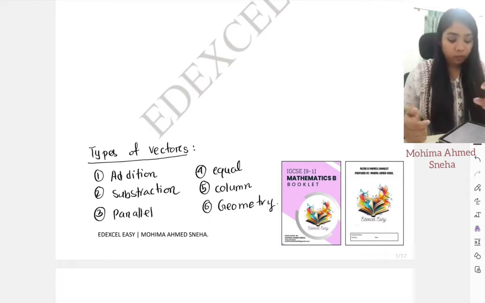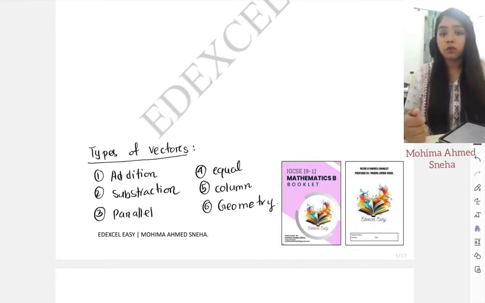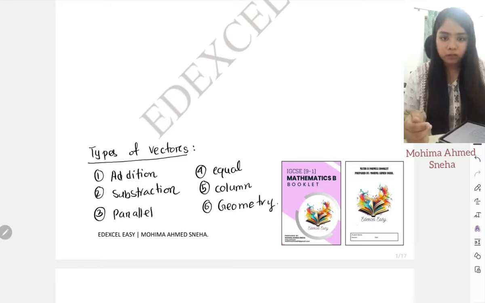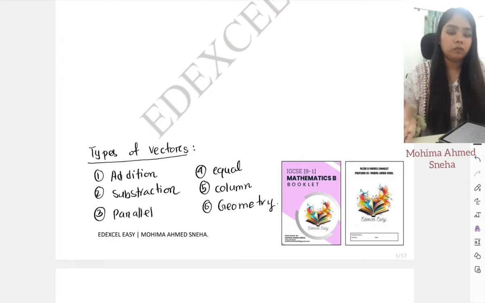Now from all these types, addition, subtraction, equal and column are the most common questions that come across in your paper 1, and vector geometry is usually part of paper 2. Sometimes they would ask vector geometry in paper 1, maybe for 3 to 4 marks, but usually they ask this kind of question in paper 2 with a very big part, maybe 12 to 15 marks. And in vector geometry, you will come across the constants known as lambda and mu. Sometimes in parallel vectors you also come across constants like lambda and mu, but they are asked more frequently in vector geometry. So I'll write it over here, lambda and mu.